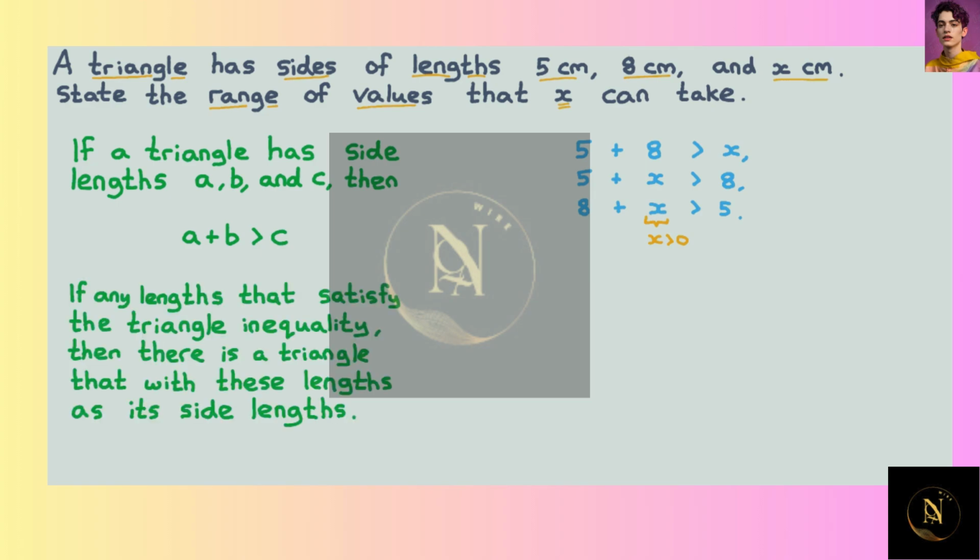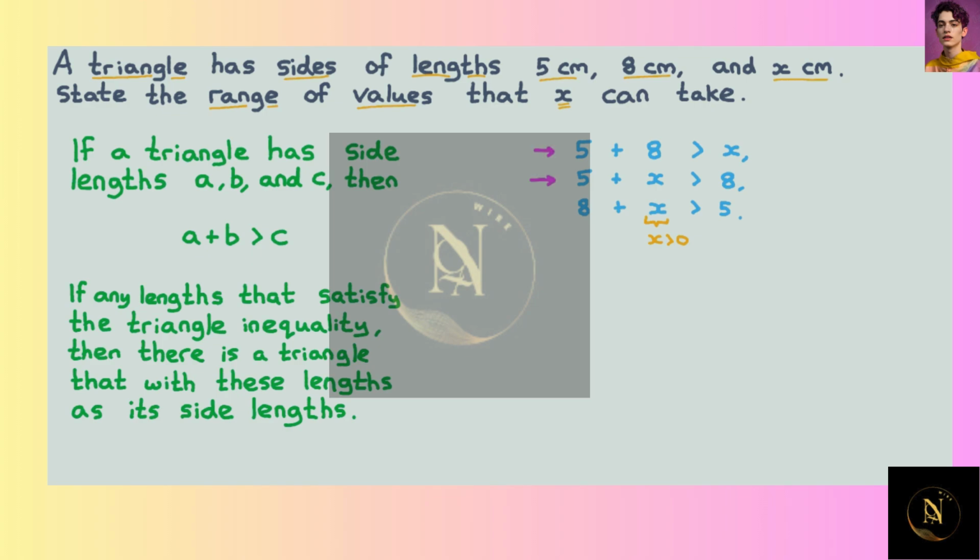The second property that we need to use is that if we have any three lengths, that is, positive real numbers that satisfy the triangle inequality, so the sum of any pair of these lengths is greater than the third, then there is a triangle that has these lengths as its side lengths. We can think of this as the reverse of the triangle inequality. The triangle inequality lets us check if a triangle is possible using its side lengths, and this result lets us show that there is a triangle with the lengths as its side lengths.